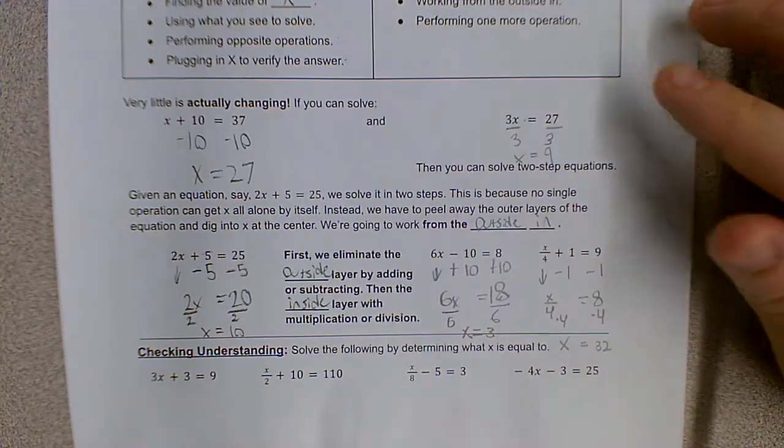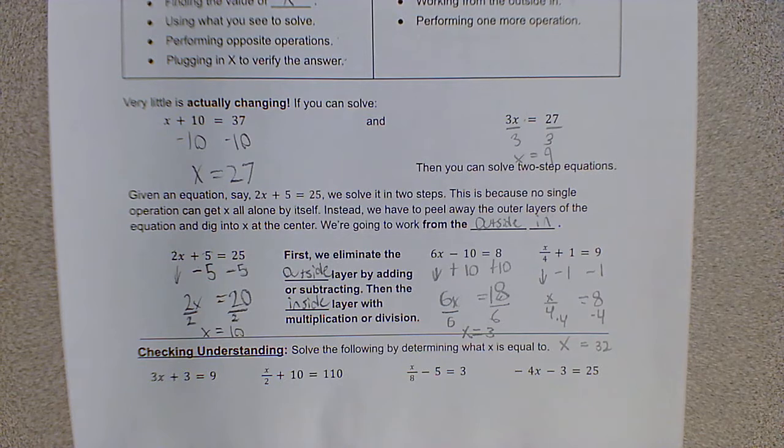Okay. Before you flip to the back, I want you to try these checking understanding questions. These are two-step equations. Make sure you do both steps by going from the outside in. You're going to do your addition subtraction first, and then your multiplication division. Go ahead and pause, and come back when you're done. Okay, great. Let's flip on over.